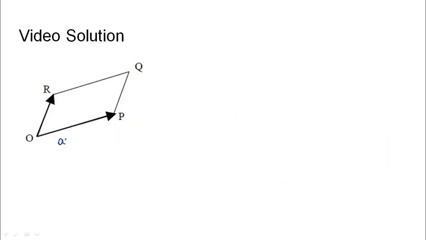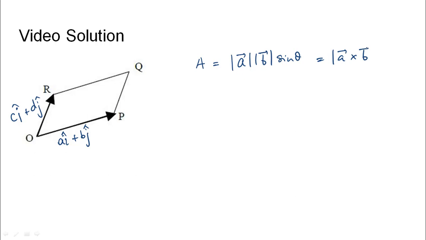In this case we can see that OP vector is given as A i cap plus B j cap and OR vector is given as C i cap plus D j cap. So as we saw, the area of the parallelogram is given as mod A vector into mod B vector into sine of theta. That is equal to the modulus of A cross B vector, where A and B are the adjacent sides of the parallelogram. So here A and B are nothing but OP vector cross OR vector.